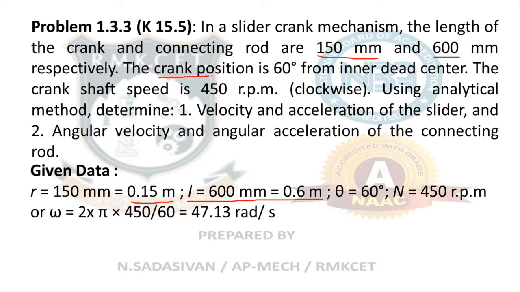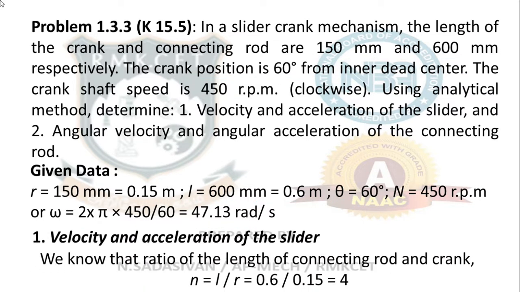Crank position is 60 degree from the inner dead center, which is theta is 60 degree from the horizontal in the clockwise direction. So N is 450 rpm, and now we are going to convert this into omega. 2 pi N by 60, 2 pi into 450 whole divided by 60, so that gives you 47.13 radians per second. So these are the given data.